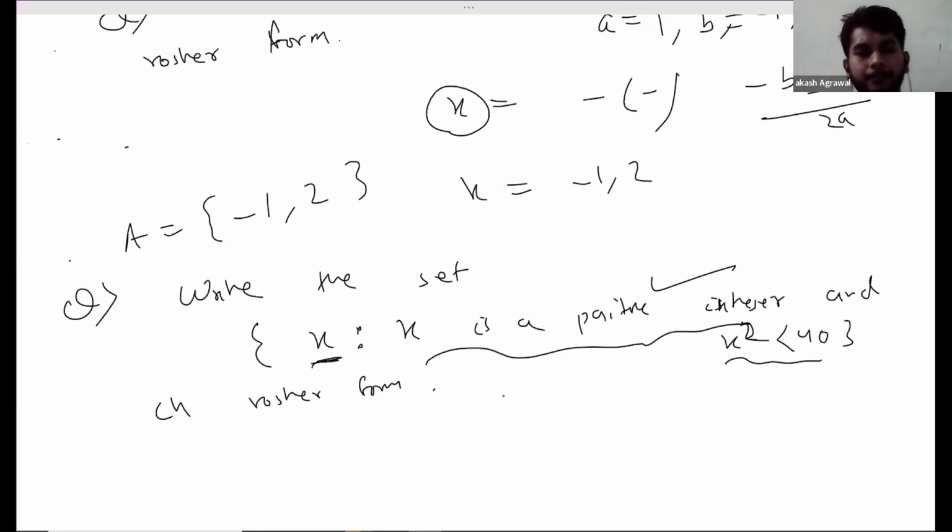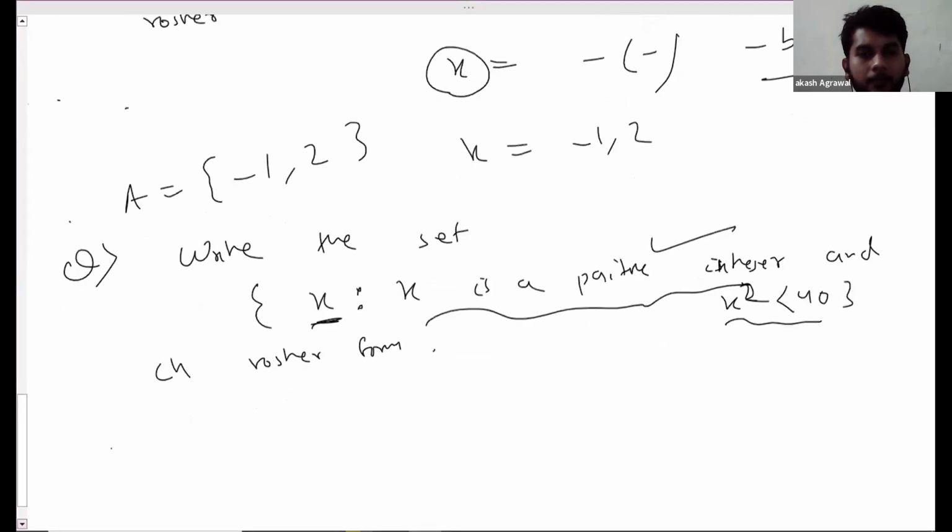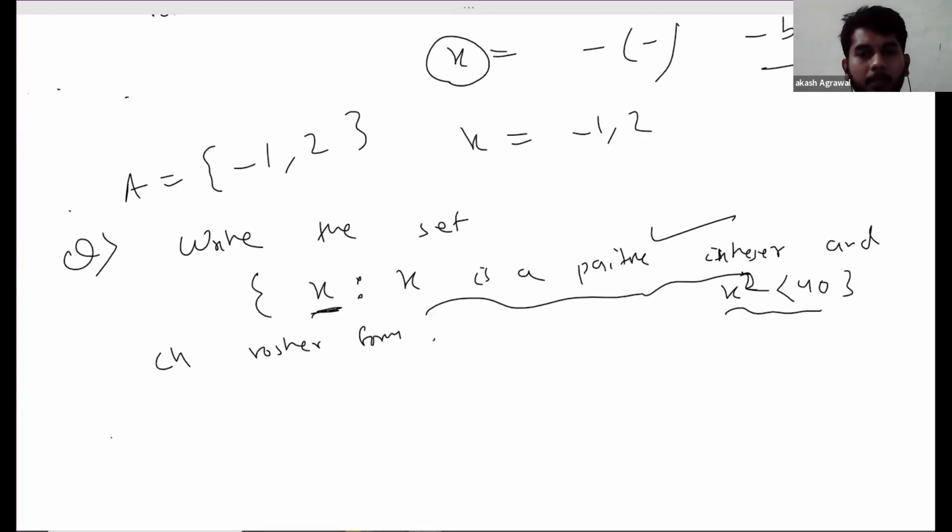Afnan? Yes, Abdullah, absolutely correct. Afnan, yes or no? They are saying x square should be less than 40 and x is a positive integer.